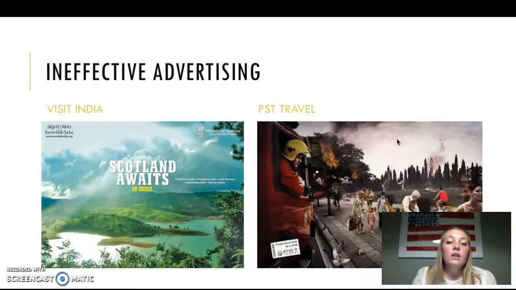So these are two ineffective advertisements, in my opinion. The one on the left is for Visit India, which you wouldn't know because it says Scotland awaits. So you would know, but it would not be until you read the really small letters. So I thought this was really ineffective. The picture is obviously very beautiful, but I would not write Scotland awaits. I would try to figure out some sort of slogan that is unique to India, because that just automatically makes you think of Scotland, and you don't even know it's India until you read those little tiny words.